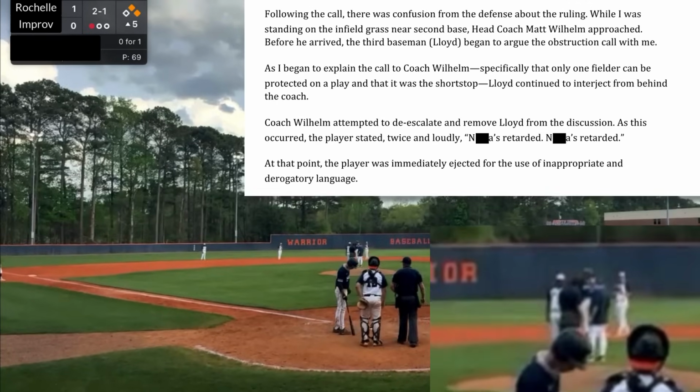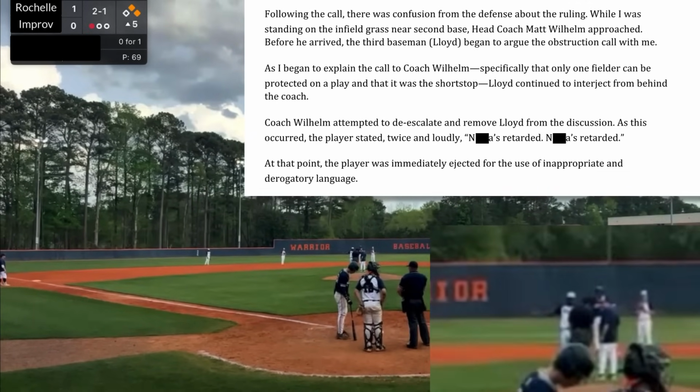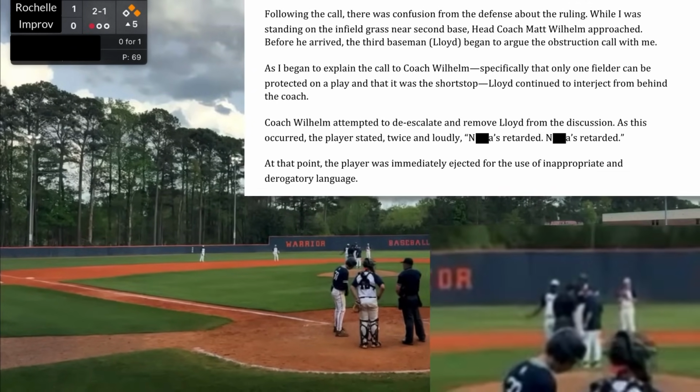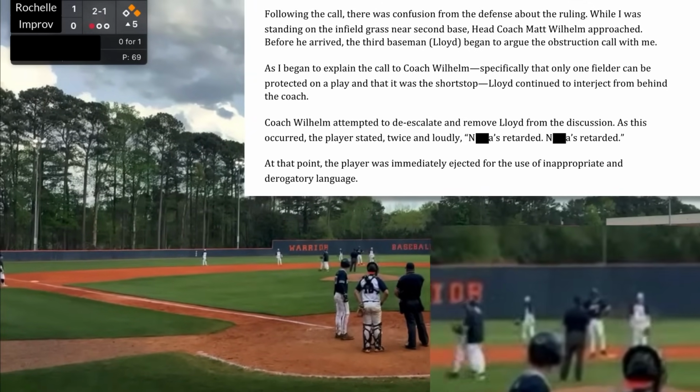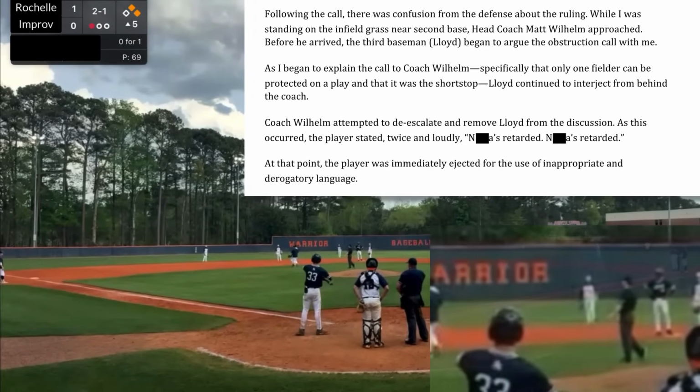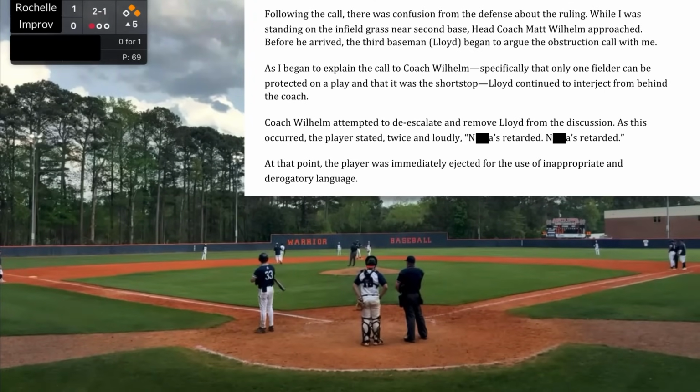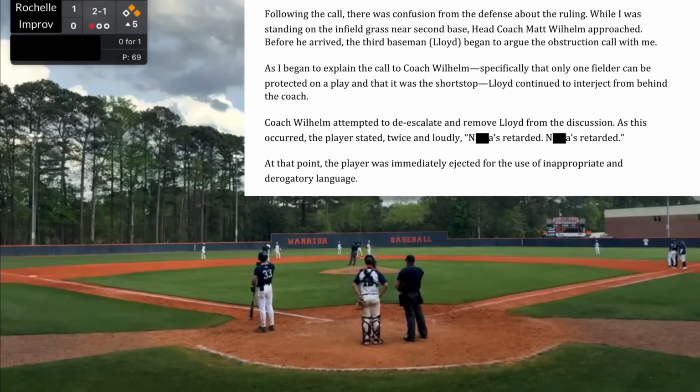Coach Wilhelm attempted to de-escalate and remove Lloyd from the discussion. As this occurred, the player stated twice and loudly, "Ends retarded, ends retarded." At that point, the player was immediately ejected for the use of inappropriate and derogatory language.